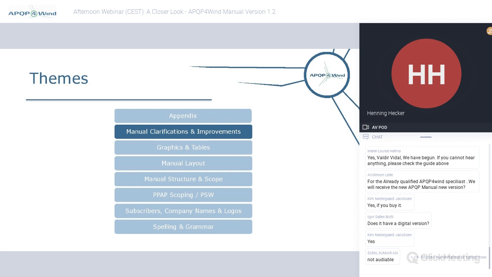Then we move on to the next theme, that is manual clarifications and improvement. And I request Henning to take us through those changes here.